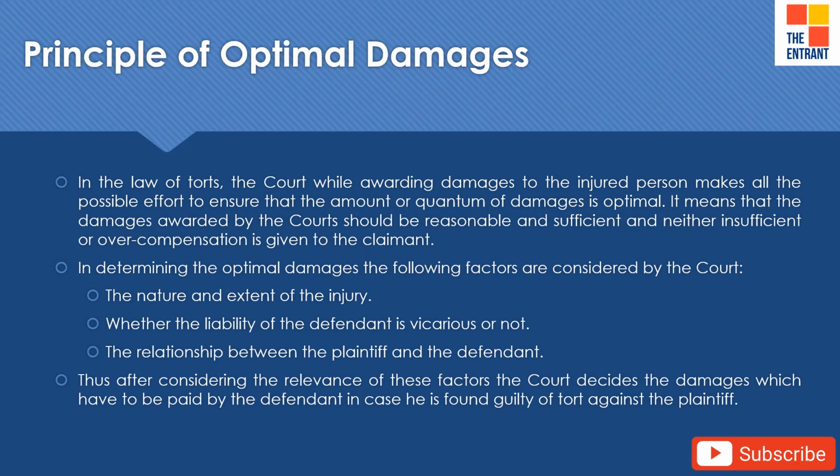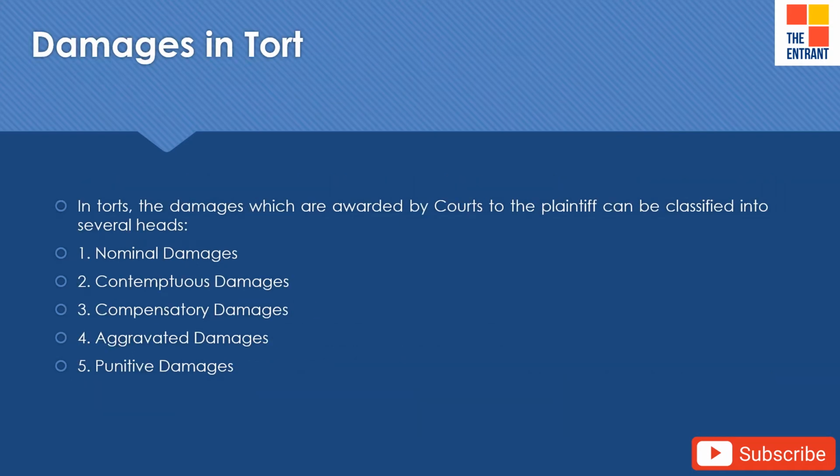given to the claimant. In determining the optimal damages, the following factors are considered by the court: the nature and extent of the injury, whether the liability of the defendant is vicarious or not, the relationship between the plaintiff and the defendant. Thus, after considering the relevance of these factors, the court decides the damages which have to be paid by the defendant in case he is found guilty of tort against the plaintiff.